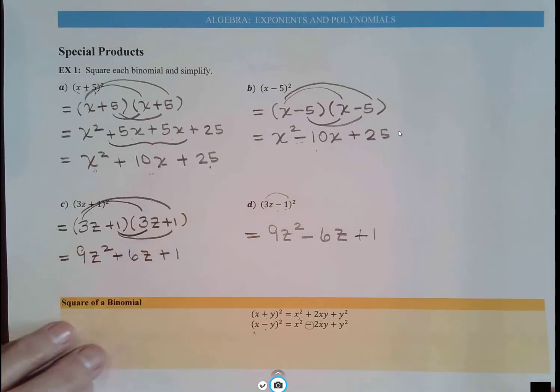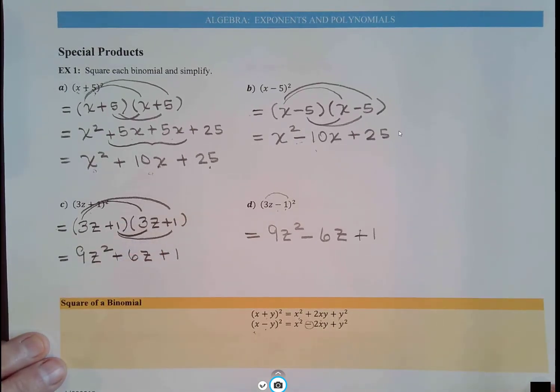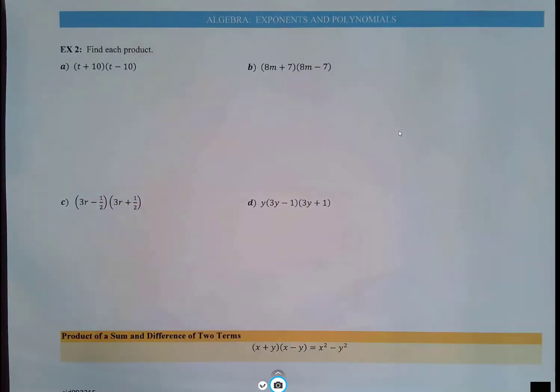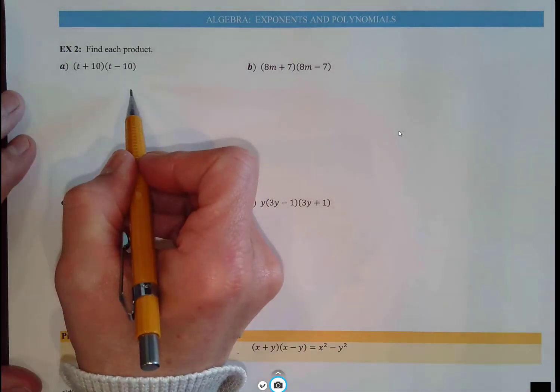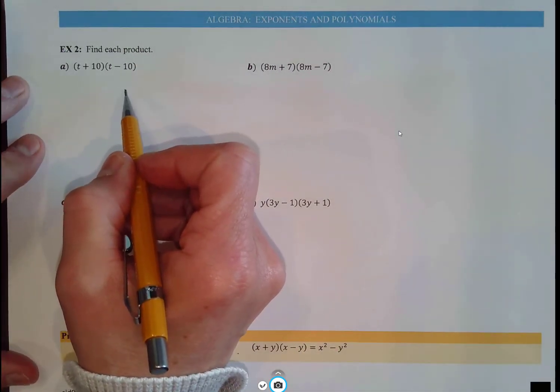So here we want to pick up the patterns, okay, for these special products. Not that we have to use a formula by any stretch, okay, but noticing that pattern just helps you get faster with these. In example 2, we're going to look at some different special products.